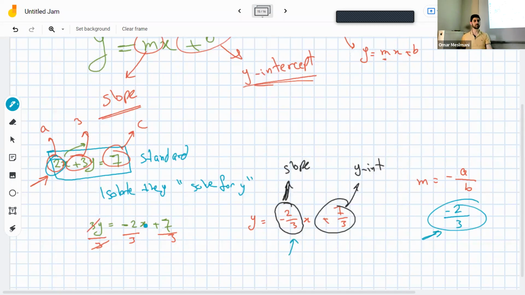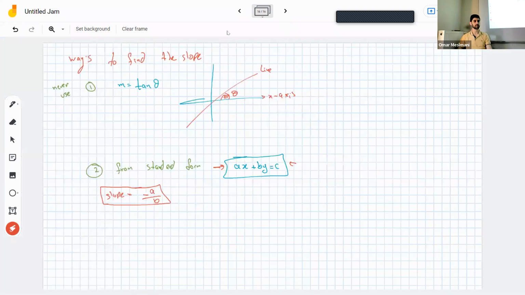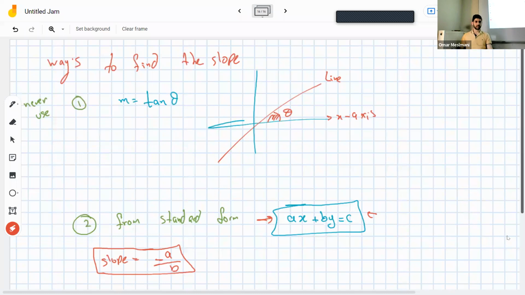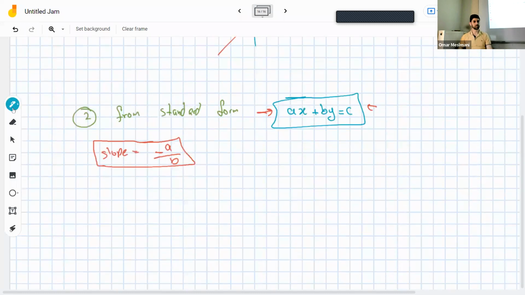Okay, so you can do this. It's your choice. You can isolate the y, or you can apply the formula. And I will go with the formula because it's much easier, much faster. And I told you that the SAT is all about fast solving. All right. So the second way is from standard form.